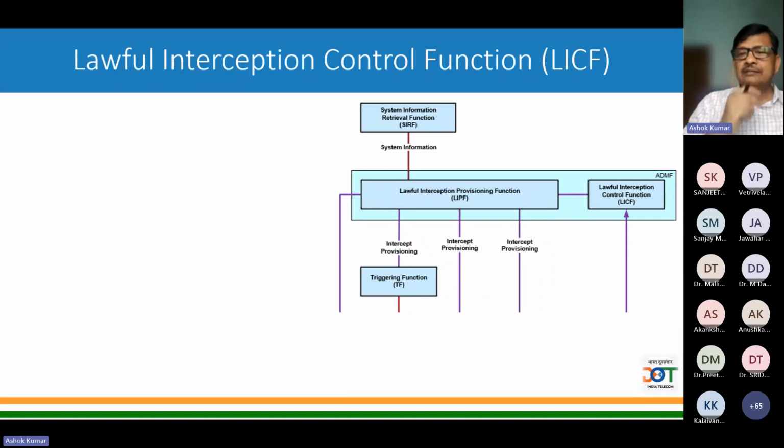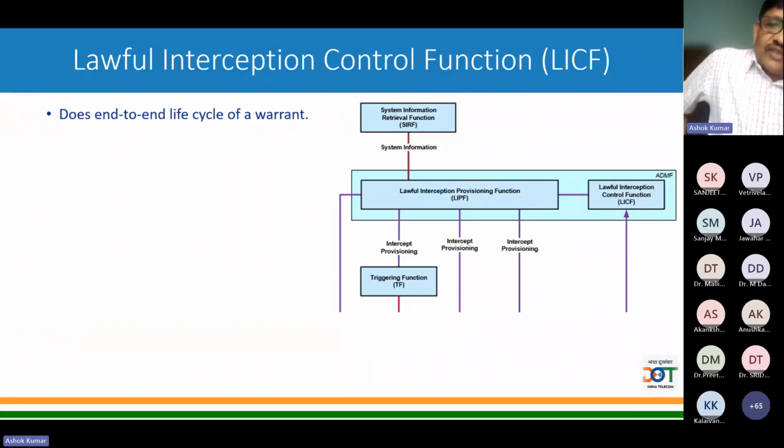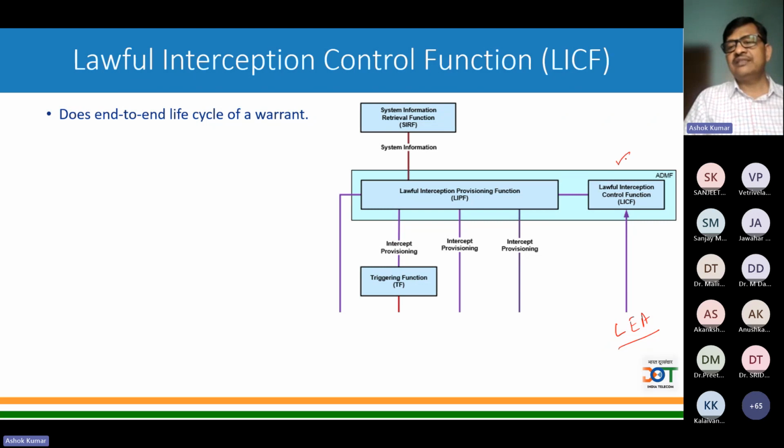Now let's look at the LICF, the control function, and its functions. Basically the entire life cycle of a warrant. The warrant is coming from LEA, and the whole life cycle of the warrant is managed at this control function. That means whenever we get an order for interception, a start date and end date both will be there. The interception is to be started, and approval may come for 1 month or 2 months of interception. So in the network you have to start interception at some point, and also you have to stop interception at some point.